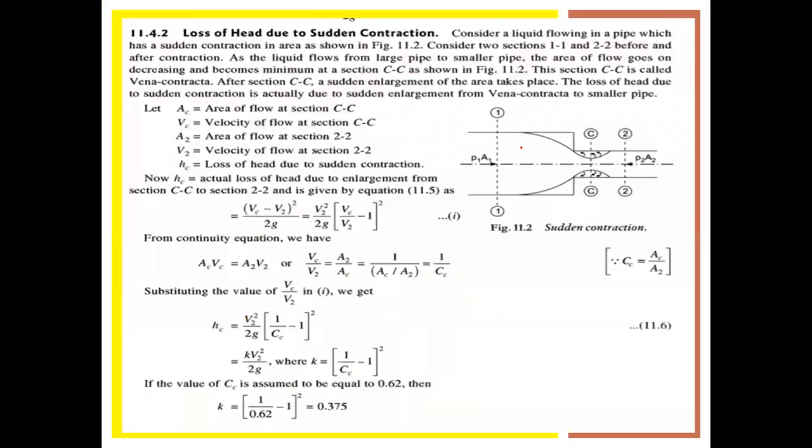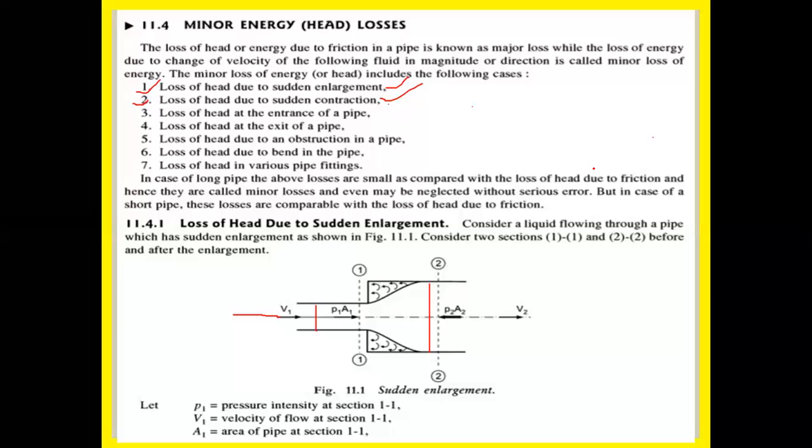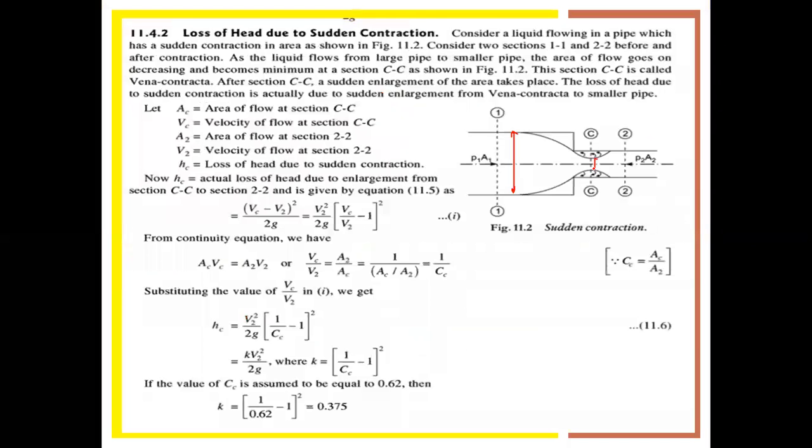When you see the second concept, that is the loss of head due to sudden contraction, initially the pipe is bigger. Initially the pipe is here to here, right? But coming to one point, it is slowly reducing. It is gradually reduced. So that is the figure of loss of head due to the enlargement and loss of head due to the sudden contraction.